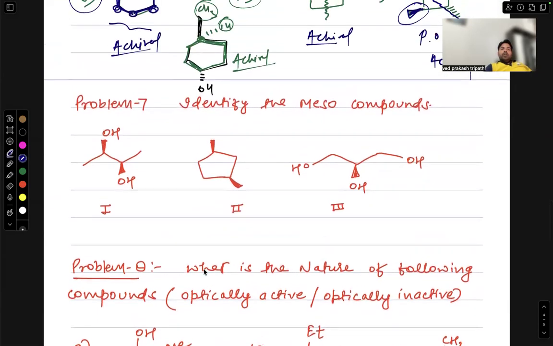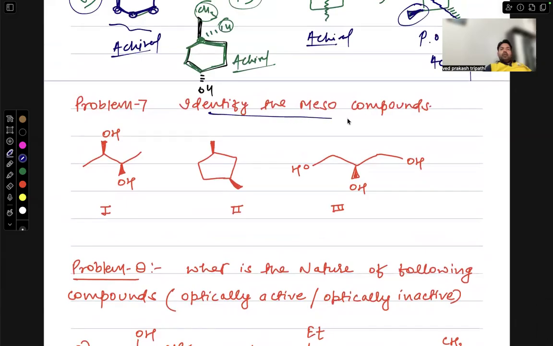Okay. Now the next is to identify the meso compound. I told you the condition for meso. At least 2 chiral centers, and second, it must have a plane of symmetry.